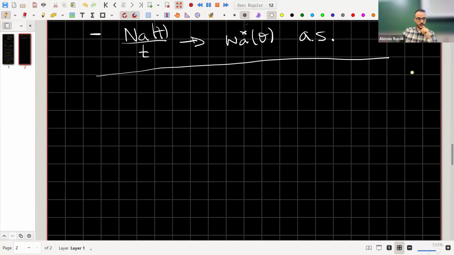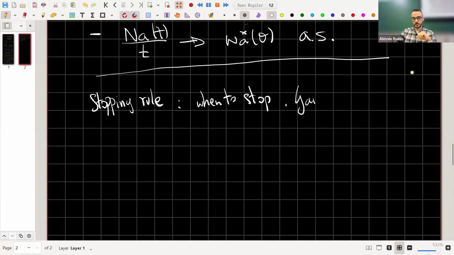Okay, so we need to design the stopping rule, which basically tells you when to stop. But we want to design it in a way that it also guarantees the delta correctness, right? How can we guarantee the delta correctness? That's the main problem here.